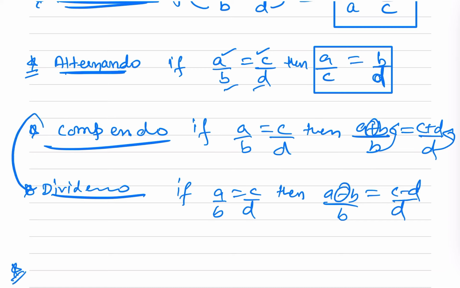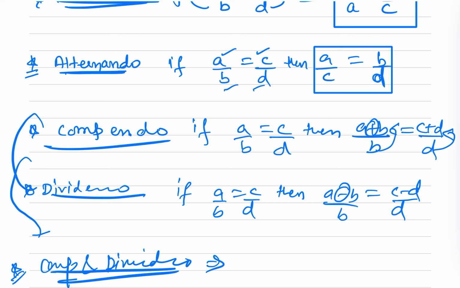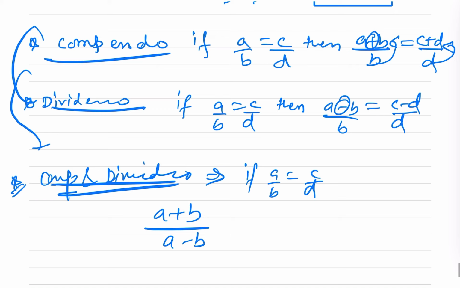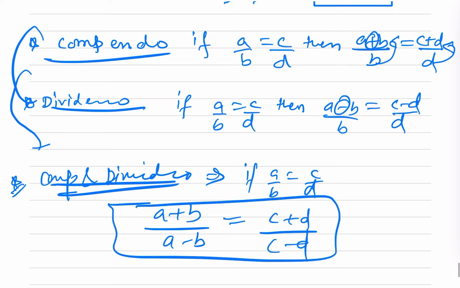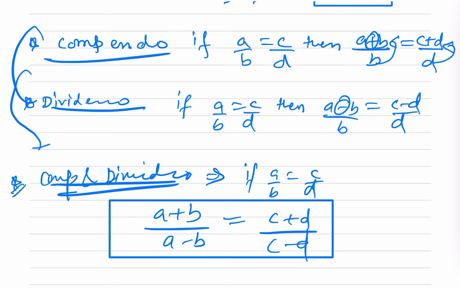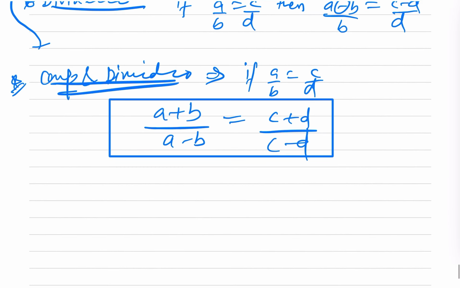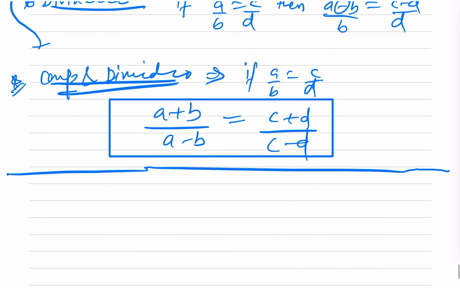Now, a combination of both, componendo and dividendo. Can you guess now? If a by b equals c by d, then componendo and dividendo gives a plus b upon a minus b equal to c plus d upon c minus d. So by this, we are done with the theory. I was going a little faster, the reason is I just wanted to finish the theory in this unit.